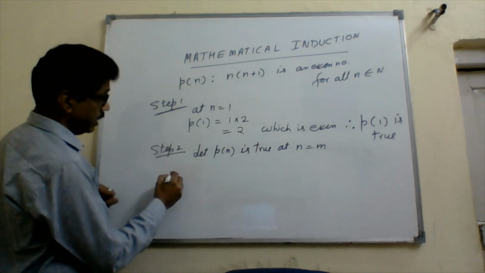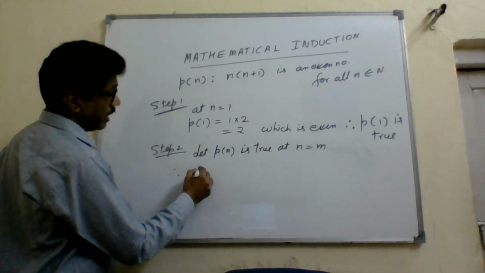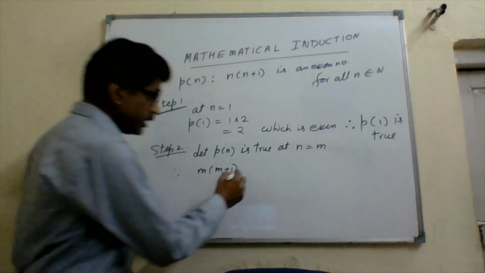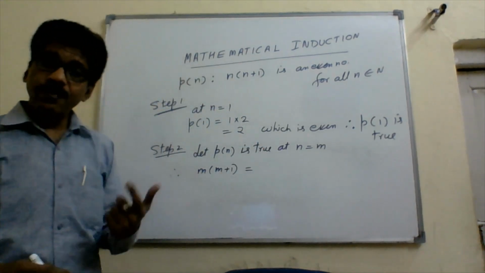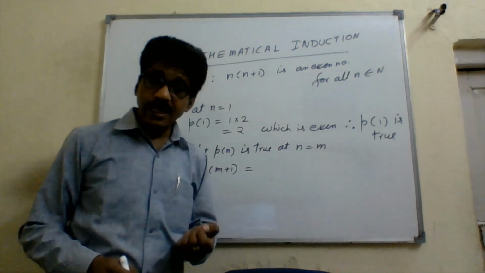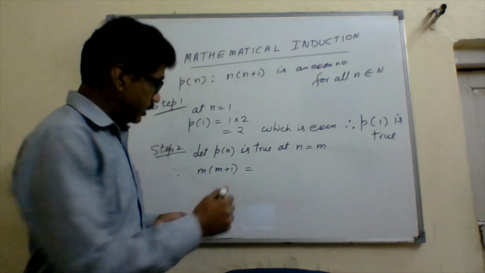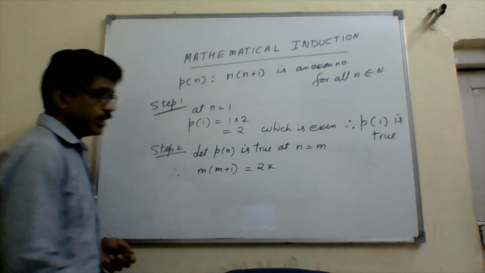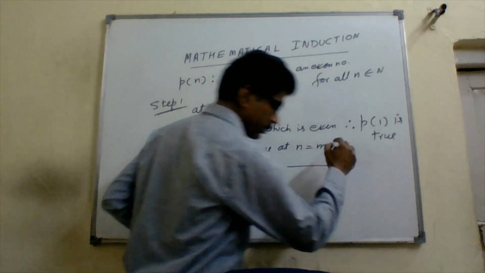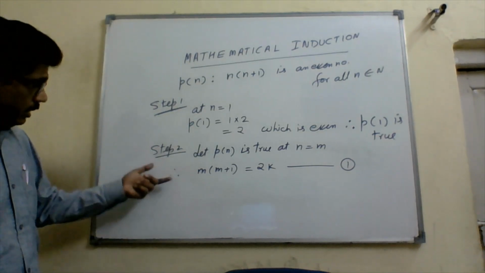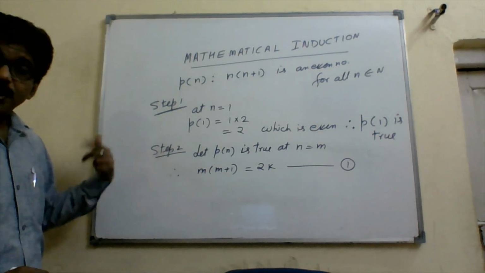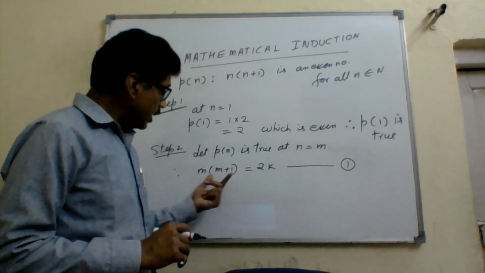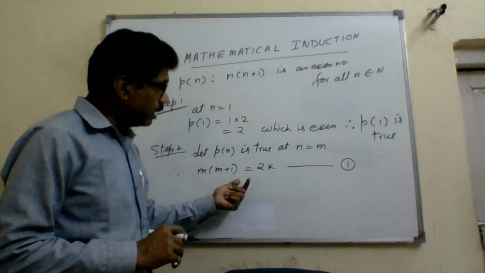Therefore, m into m plus 1 must be an even number, and we know any even number is represented as a multiple of 2. So it is equal to 2k. This is our equation number 1, because this step is one of presumption. We presume that it is true. If it is true, then the value of m into m plus 1 must be 2k.